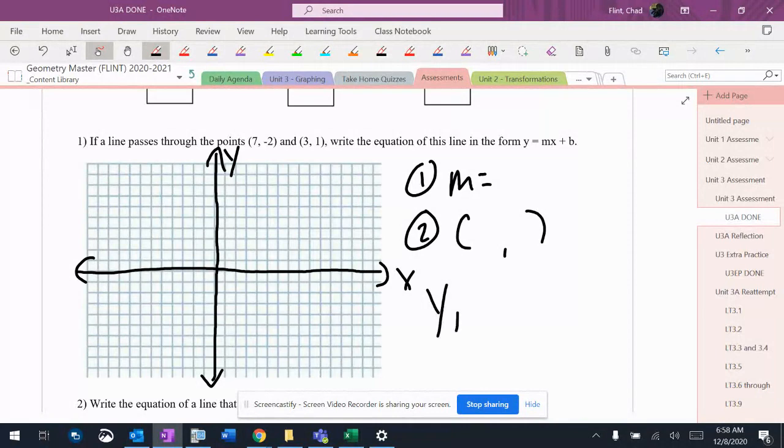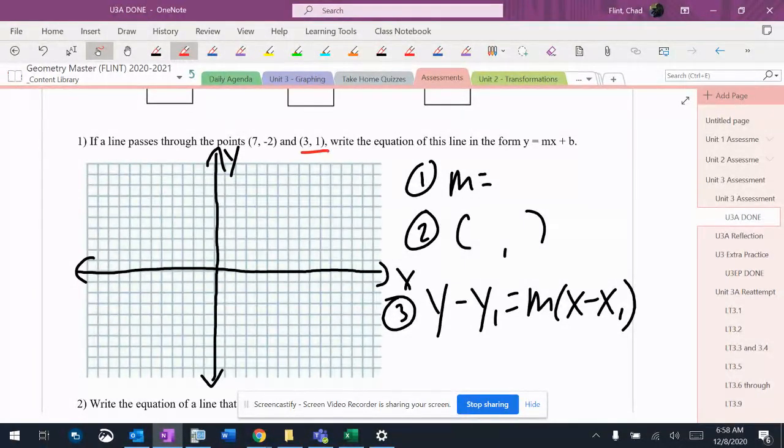And then after we get that, we're going to use that equation right there to plug everything into. So when I look through here, it says the line passes through the points (7, -2) and (3, 1). Write the equation in the form. So it passes through both of those points, so pick one. I like to pick the one that has smaller numbers, less negatives, whatever. Okay, so my line goes through (3, 1), and it won't matter which one you pick. It'd be fine to pick either one.